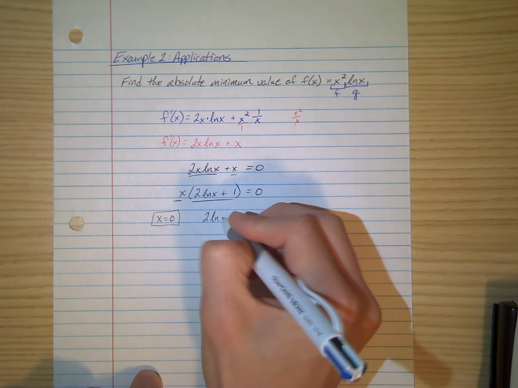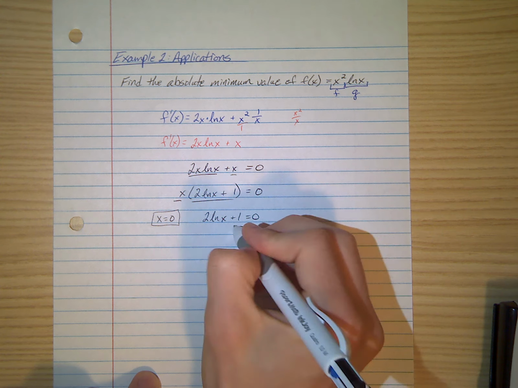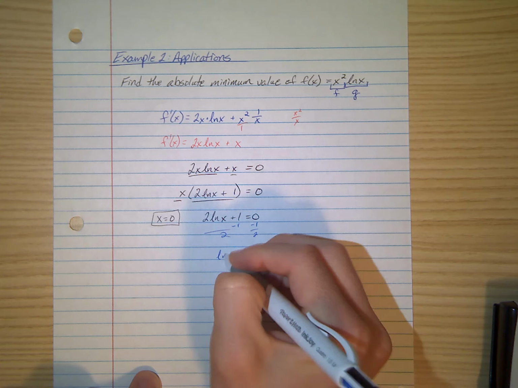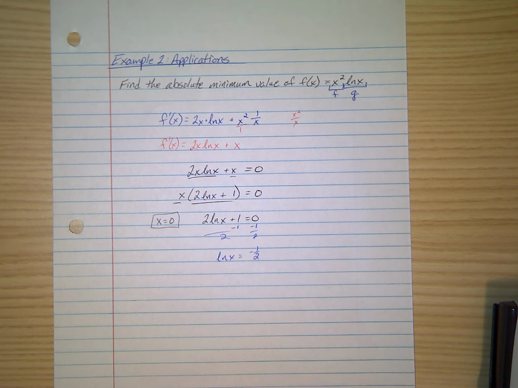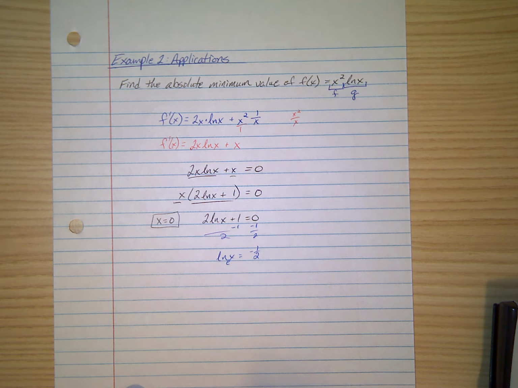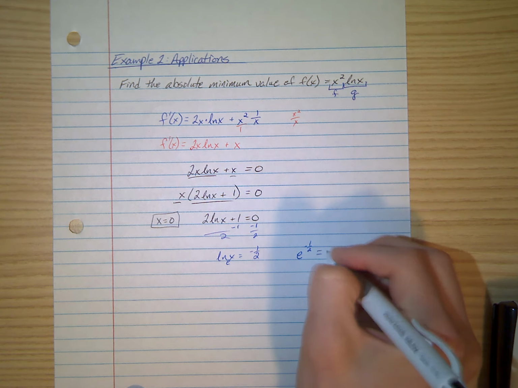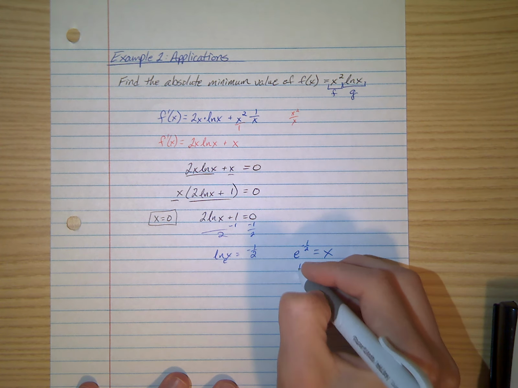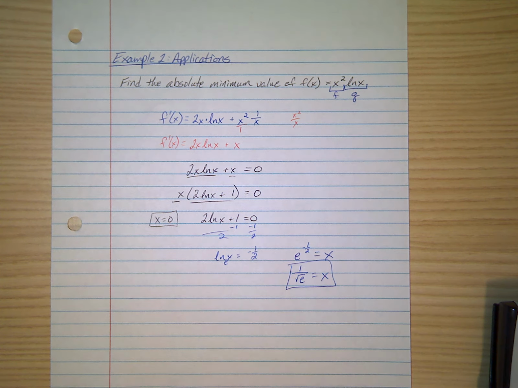And then you've got 2 times the natural log of x plus 1 is equal to 0. Solving for x there, you'd subtract 1. You'd divide by 2. So the natural log of x is equal to negative 1/2. Well, how do we figure out what x is equal to? Remember what natural log of x is. That's a base of e. So if you raise e to the negative 1/2 power, that's what x equals. Which, if you rewrite this, you would have 1 over the square root of e is equal to x. So that's your other critical number.